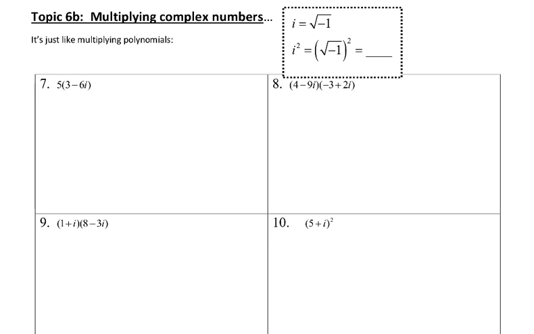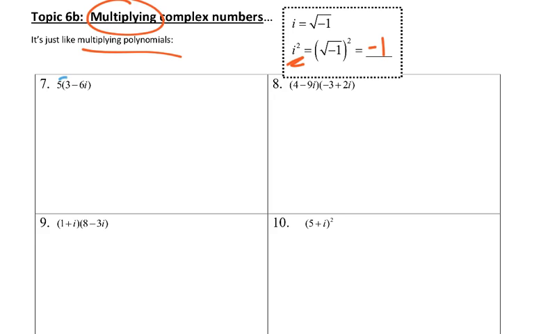We just did adding and subtracting. When we talk about multiplying complex numbers, it's going to be just like multiplying polynomials with just a little bit of a twist, and that's because i squared is not just like x squared, but it's -1. We just found that out earlier. So when we go to do these, it's going to add a little bit of a twist to it.